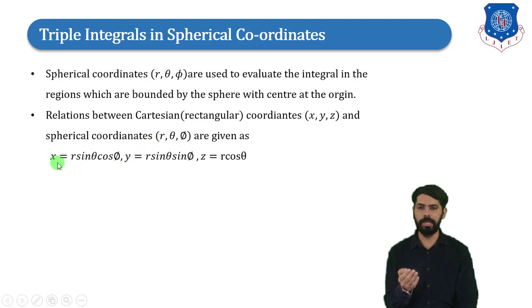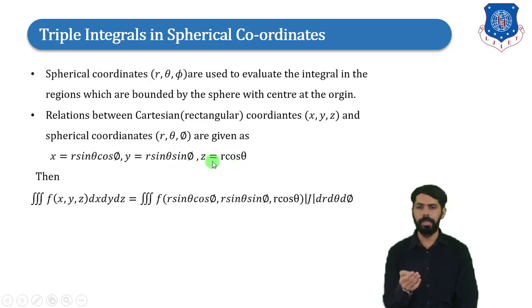x equal to r sin theta cos phi, y equal to r sin theta sin phi, and z equal to r cos theta. Then the triple integral of f of x, y, z dx dy dz is equal to the triple integral of f of r sin theta cos phi, r sin theta sin phi, r cos theta, into the modulus of the Jacobian, dr d theta d phi. Because here x is r sin theta cos phi, y is r sin theta sin phi, and z is r cos theta.